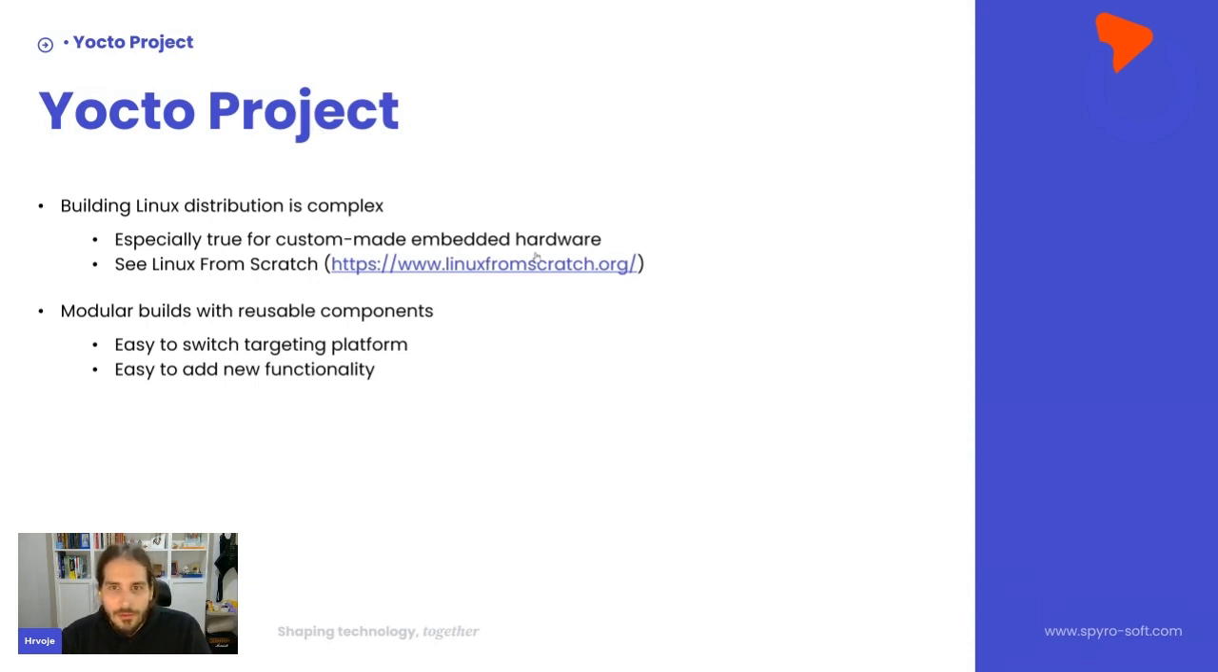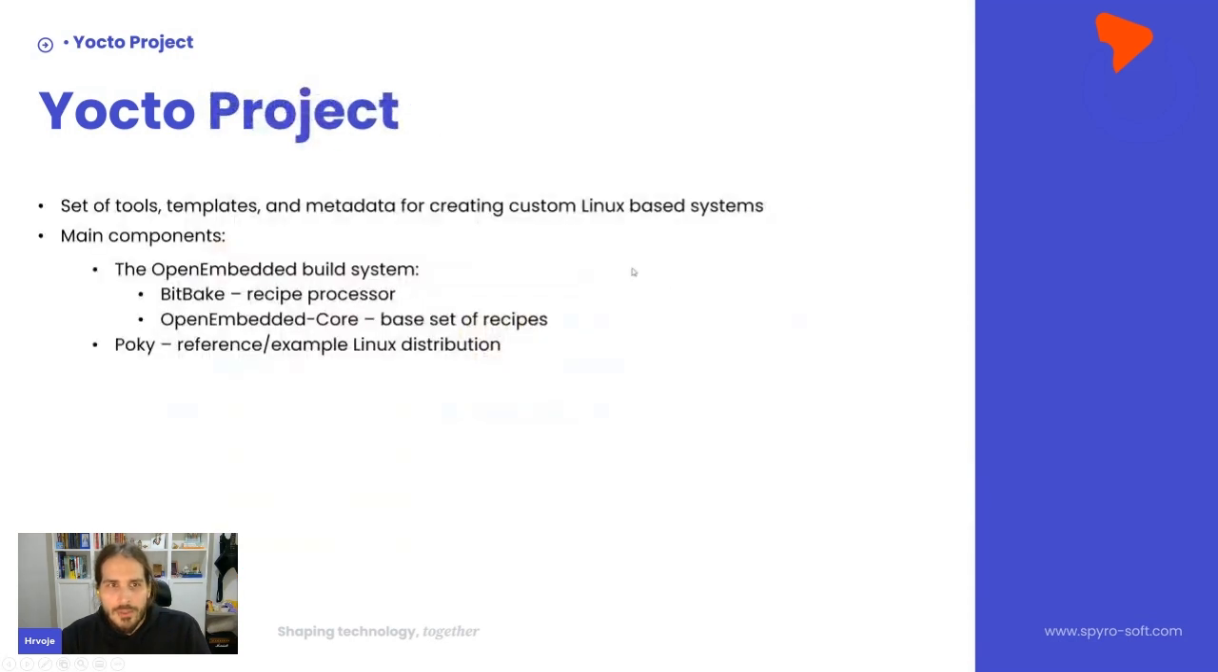Now, what does Yocto project actually contain? It is a set of tools, templates, and metadata that help us create these Linux-based systems. And out of all these tools and templates and metadata, I would say the two main components are the Open Embedded Build System and the Poky. Now, what Poky is, it's just a reference, or how should I say it, example Linux distribution that is built by using this Open Embedded Build System.